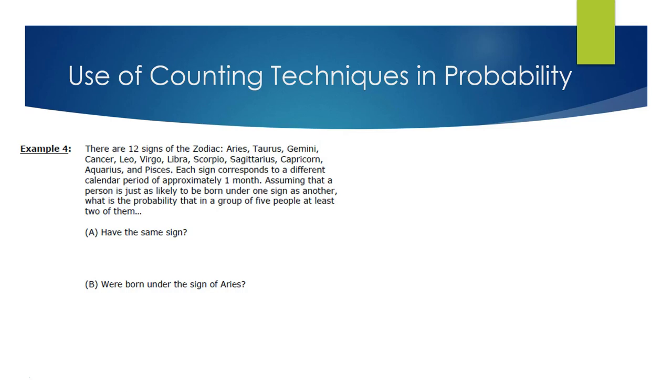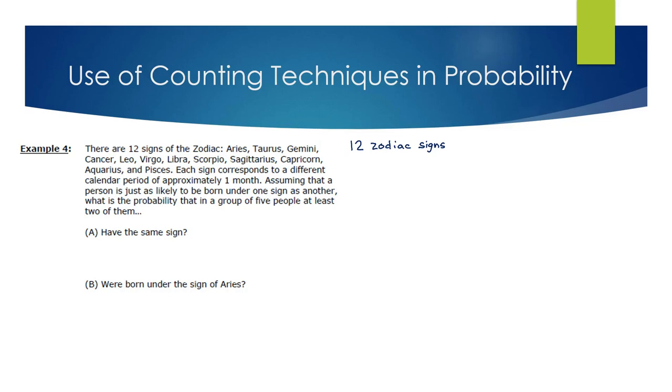In A, the characteristic is that they have the same sign. It doesn't say which sign that is, but they have the same sign. And in B, they're born under the sign of Aries. For both of these, we have to be aware that there are 12 signs of the zodiac, which we're told. When I look at the probability of at least 2 of them having the same sign, for me to say that any of them have the same sign, I have to have 2 or more people have the same sign.